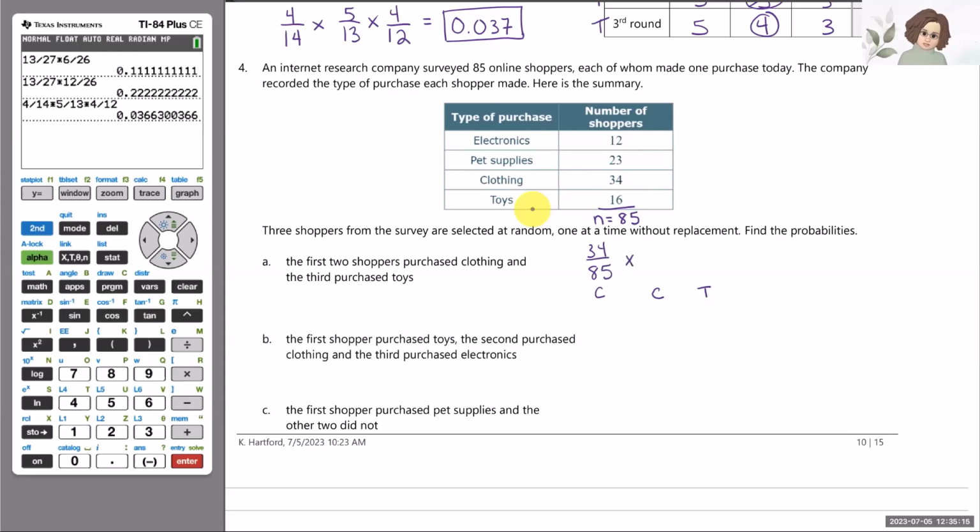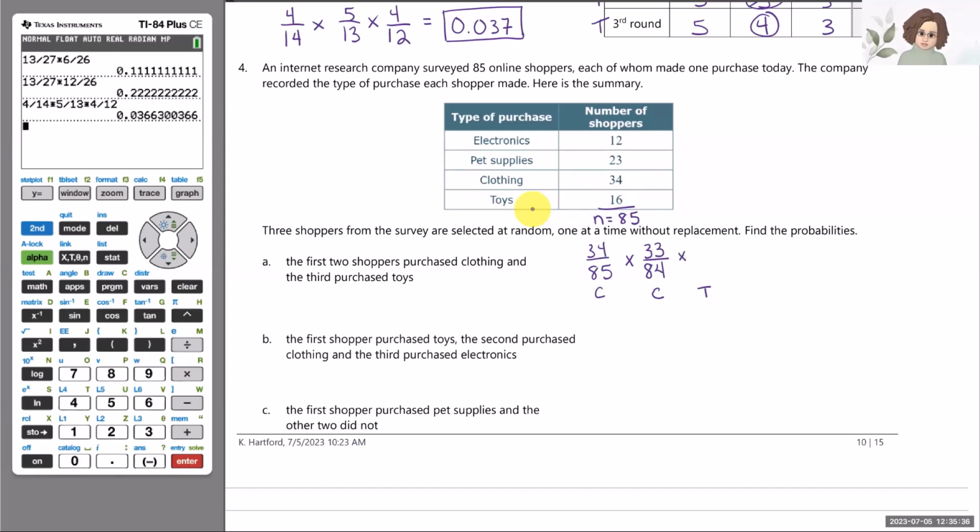And then they're out of the mix. So we pick a person that bought clothing. So when I'm ready to pick the second person, there would no longer be 34 that bought clothing. We'd be down to 33. And instead of 85 people, we would be down to 84.